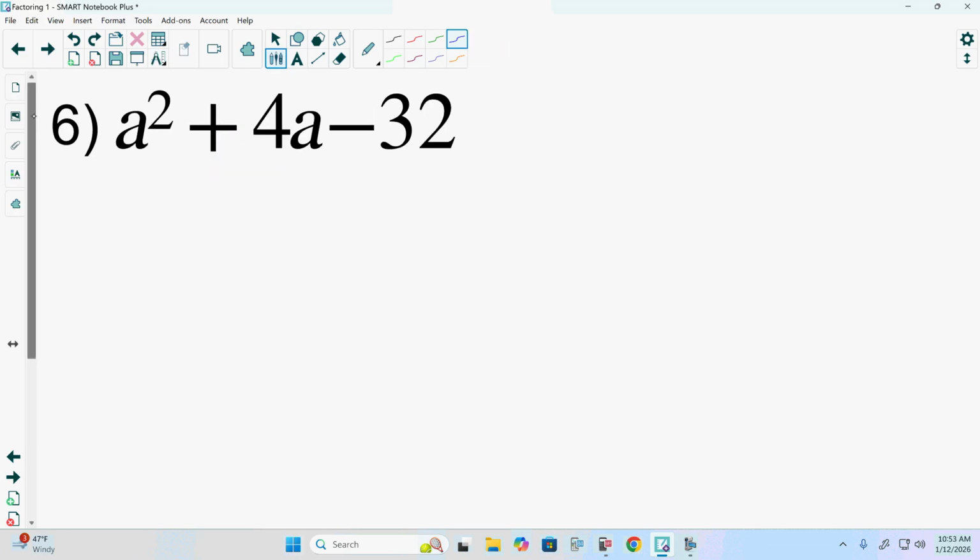Let's look at the next one. A squared plus 4a minus 32. Is there a greatest common factor between a squared, 4a, and 32? 1. That's it, isn't it? Yeah. So we move on to our 2 sets of parentheses with 3 spaces.